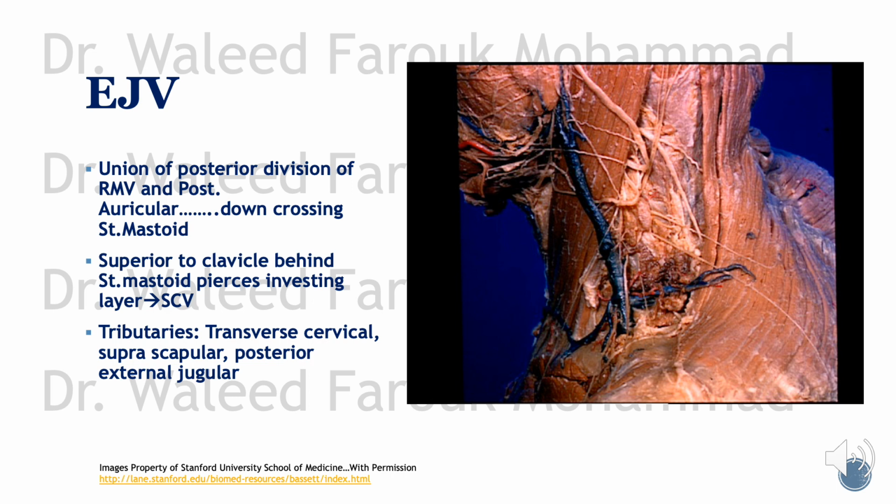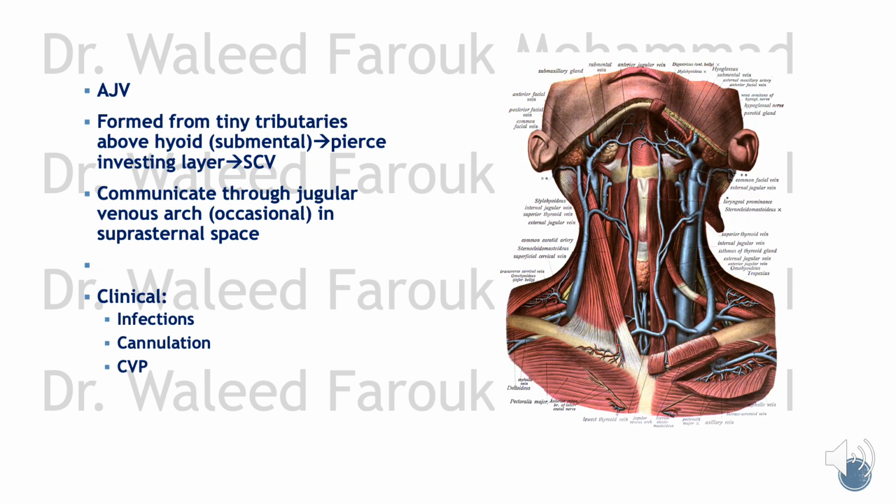Tributaries of the vein: first, the two veins that formed it already, the posterior division of the retromandibular and the posterior auricular. We have the transverse cervical, suprascapular, and posterior external jugular. All these veins are major veins that are part of a continuous network of superficial veins, which varies between individuals, but the veins we mentioned are almost always present in all individuals. This is about the external jugular vein.